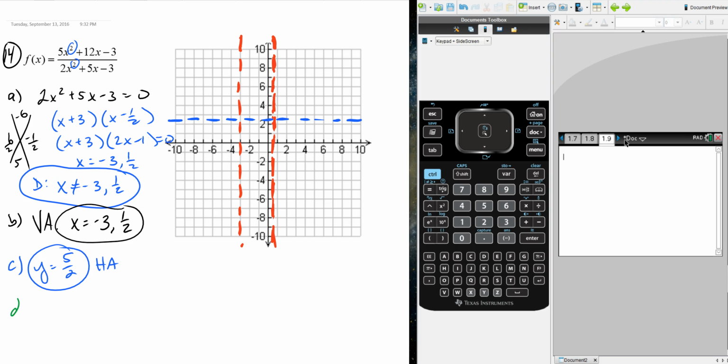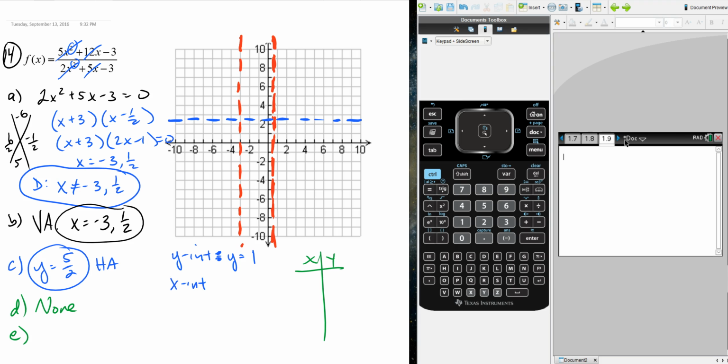Alright, D says slant asymptotes. Well, if there's a horizontal, there can't be a slant asymptote, so there's none. E, end behavior. Got to graph it before we can find the end behavior. So to graph it, we're going to make a table of values. We should probably find the x and the y-intercepts. The y-intercept, remember, you make all the x's 0. So if we make all these x's 0, that's gone, that's gone, that's gone. And I'm left with -3 over -3, which is y equals 1.